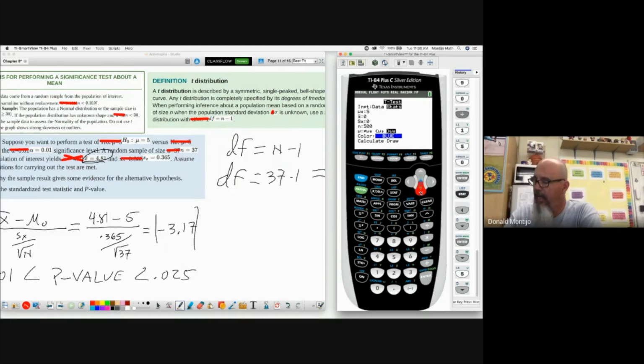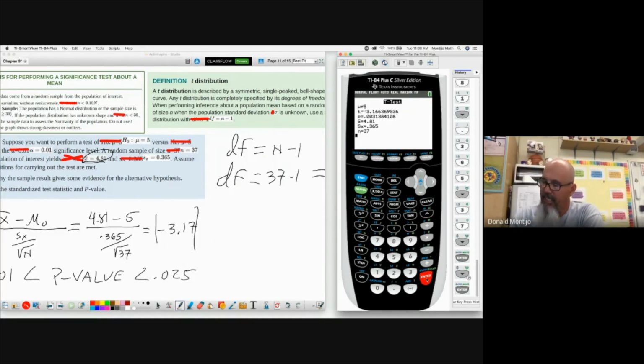What is my sample mean? Oh, that was 4.81. What was the standard deviation? Oh, that was 0.365. How big was my sample? 37. What was my alternative? My alternative versus the alternative of not equal to. So it was a two-sided alternative, and then I'm going to calculate.